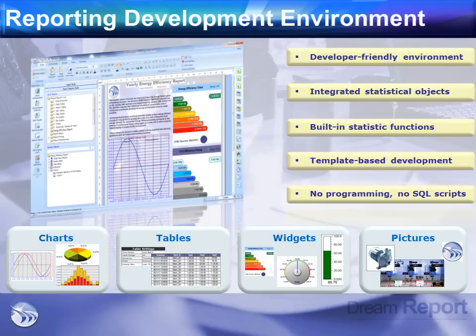The library of graphic objects includes common objects like charts, pies, bar graphs, 6 different types of tables, automatic tables, different widgets, and indicators. The user can use pictures, logos, and images. So, using Dream Report graphic tools, you're able to build professional and rich graphic reports in a very quick and easy way.